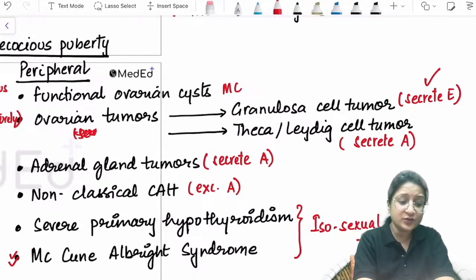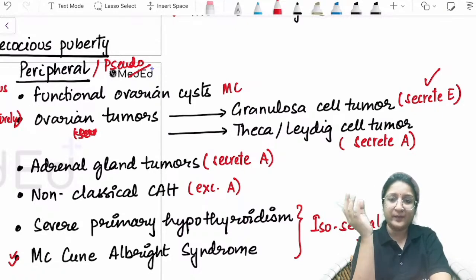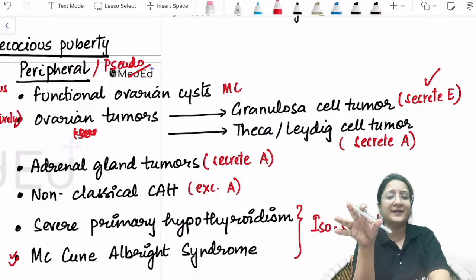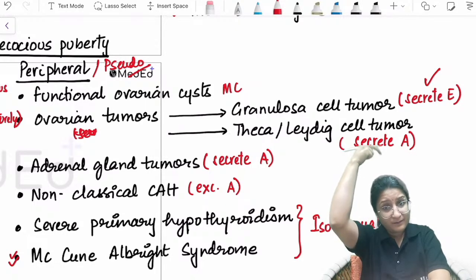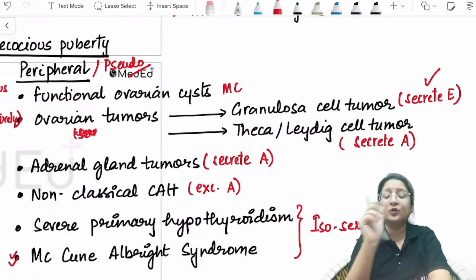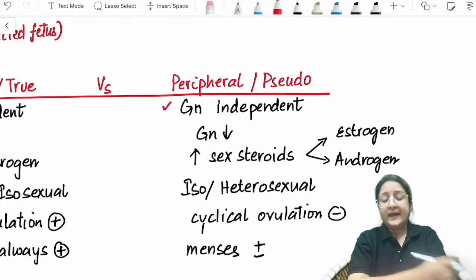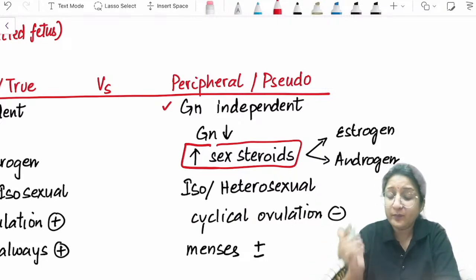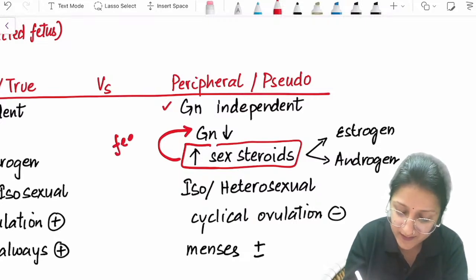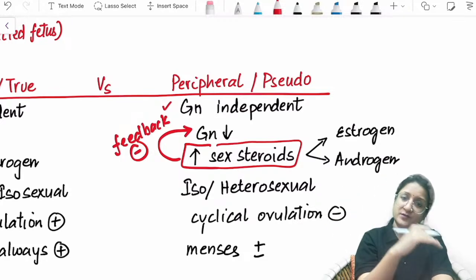Alright. So now you see, once you look at the list of causes, that with pseudo-precocious puberty or peripheral precocious puberty, what kind of phenotypic expression will happen, whether isosexual or heterosexual, will depend upon what hormones are getting secreted in the periphery. The secretion of these hormones from the periphery is not dependent on the pituitary, gonadotropins and hypothalamus. So it is gonadotropin independent. There is an increase in sex steroids in the periphery. It could be estrogen, it could be androgen, depending upon the underlying cause. And because these are increased, there is feedback inhibition and there is a decrease in gonadotropins. Keep that in mind. Could be heterosexual, could be isosexual.